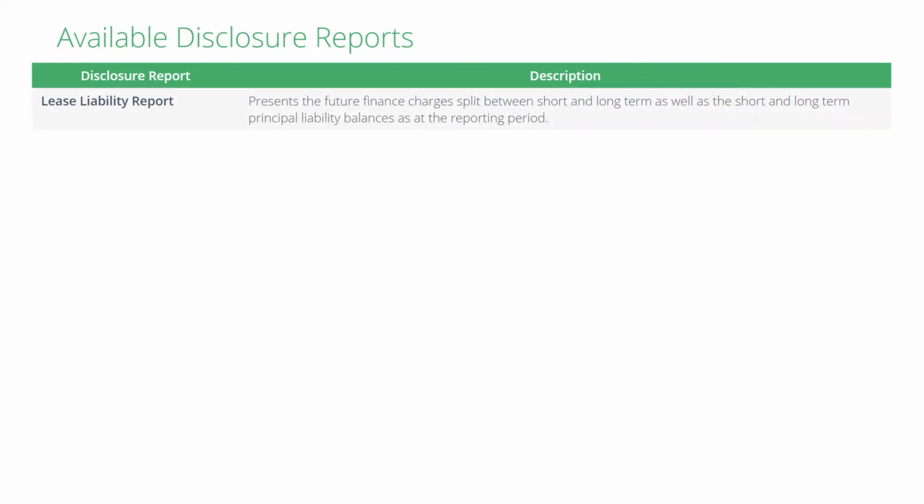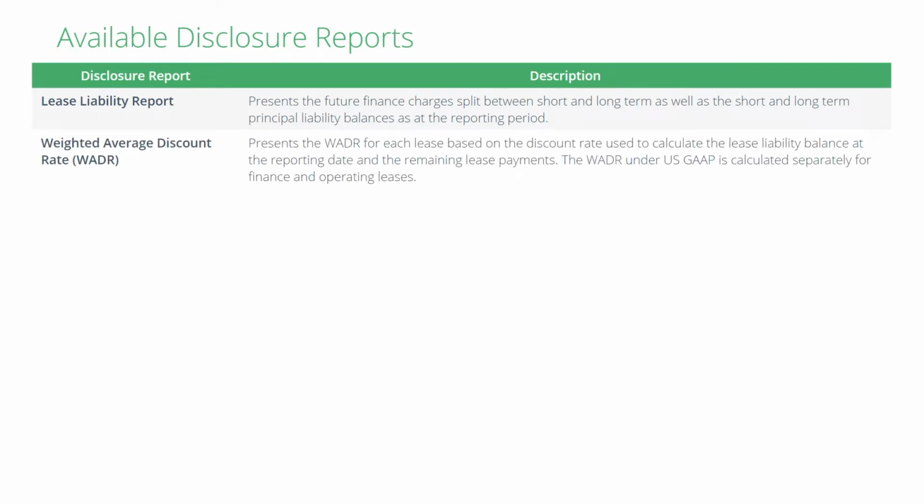Available disclosure reports. In this slide, we talk about the list of disclosure reports that are available within Nakisa Lease Administration and their description. The first report on the list is a lease liability report. This presents the future finance charges split between short and long term, as well as the short and long-term principal liability balances at the reporting period. Next is the weighted average discount rate. This represents the weighted average discount rate for each lease based on the discount rate used to calculate the lease liability balance at the reporting date and the remaining lease payments.